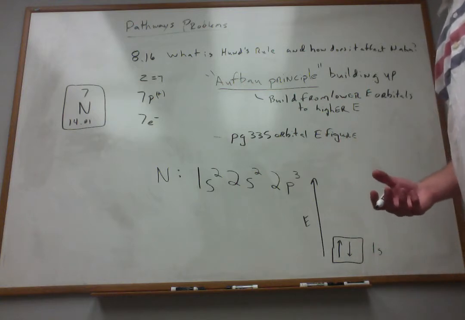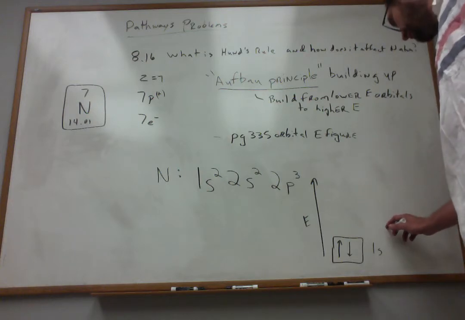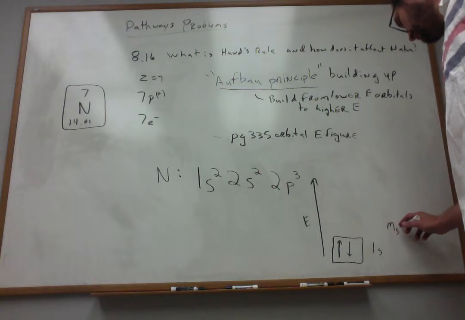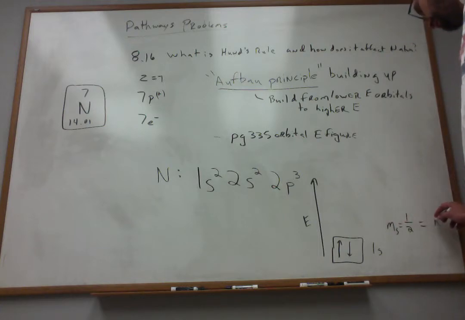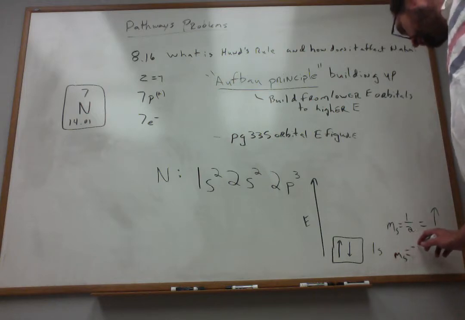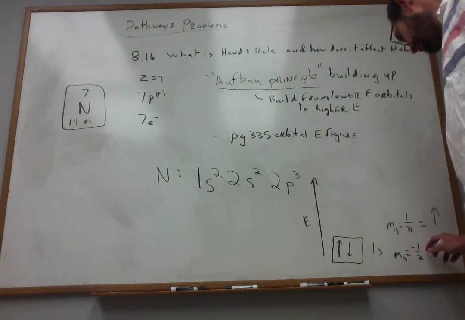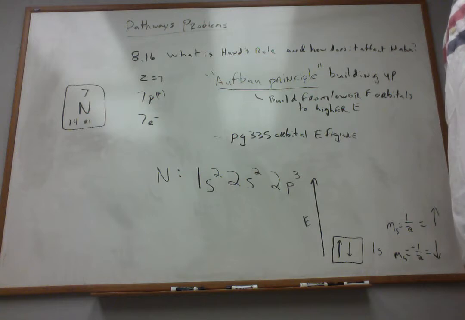The directionality of the arrow, whether it's up or down, represents the magnetic spin quantum number. So you might say m sub s of positive 1/2 is equivalent to an up arrow, and m sub s of negative 1/2 might be equivalent to a down arrow. Again, it's a little bit arbitrary, up or down, plus 1/2, minus 1/2, but you kind of get the idea. It's just to represent the spins, okay?